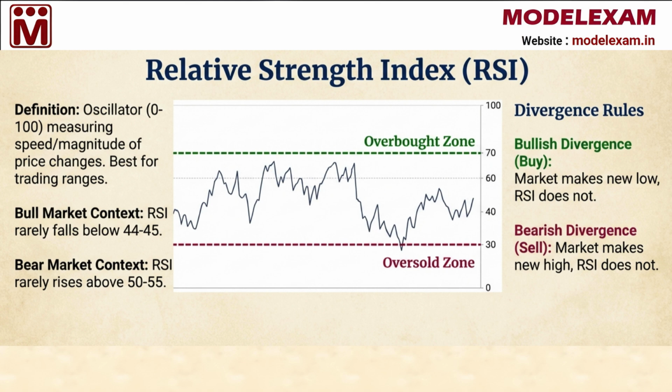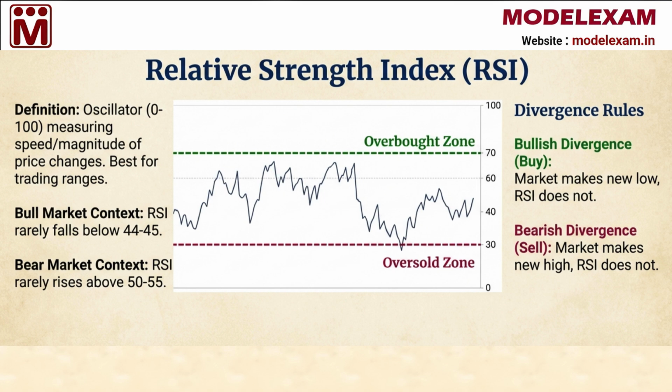Now, let us examine the relative strength index or RSI. This is an oscillator that moves between 0 and 100. It measures how fast and how significantly prices are changing. It is excellent for identifying if a stock is overbought or oversold. In a strong bull market, the RSI tends to stay high, rarely falling below 45. In a bear market, it rarely rises above 55.